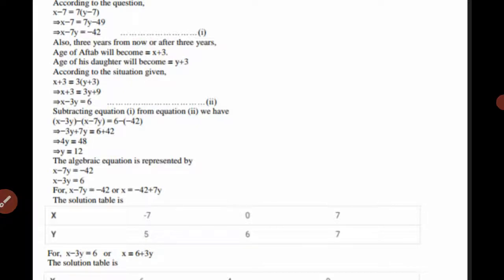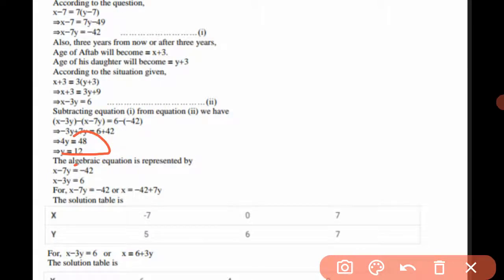Subtracting equation number 1 from equation number 2, we get 4y equals 48. So y equals 12. Now the algebraic representation is given by the first equation x minus 7y equals minus 42 and the second equation x minus 3y equals 6.